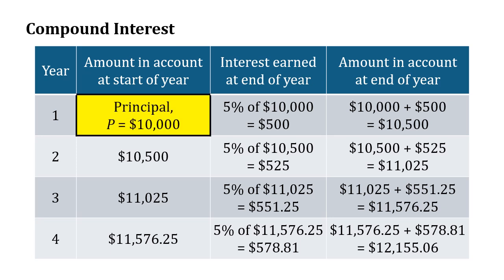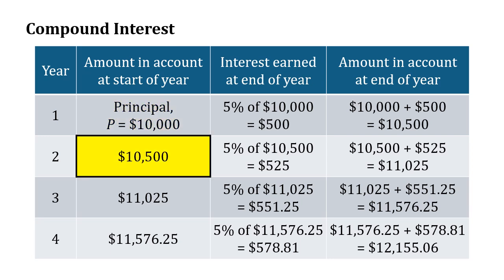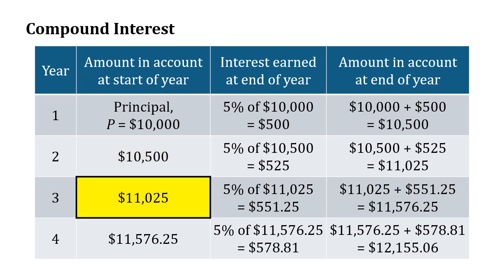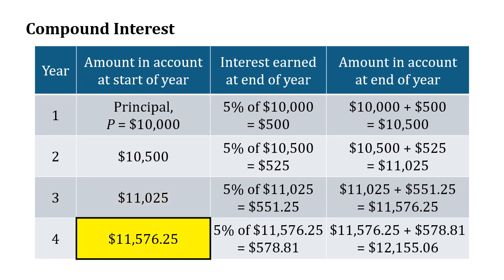So, looking at how we calculated the interest, in the first year, we used what we started off with. In the second year, we use what we start off with at the second year, which is the principal plus the interest earned in the first year. In the third year, we use not just the principal, but also the interest earned in the first 2 years to calculate the new interest earned in the third year, and the same thing happens in the fourth year.